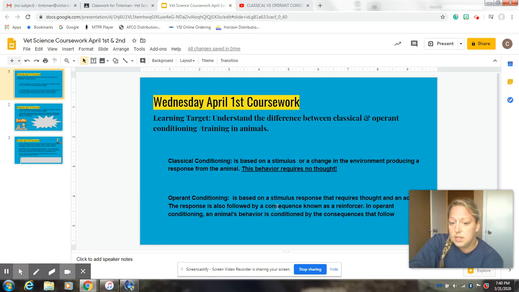Or it could be consequences that are not good, like when I poop in the house, I get my nose rubbed in it and get spanked. So those are two examples of operant conditioning.